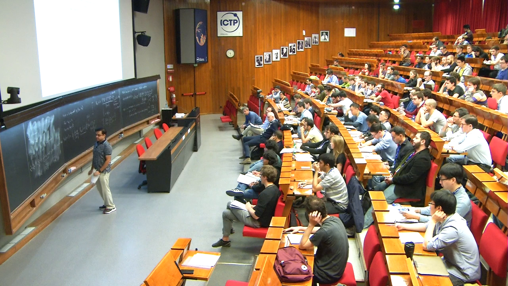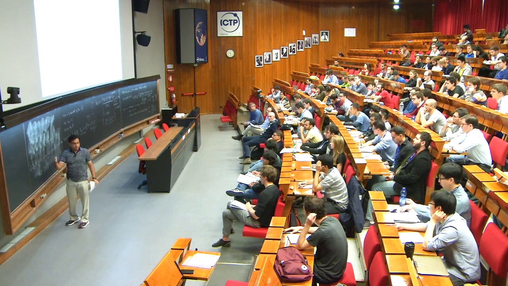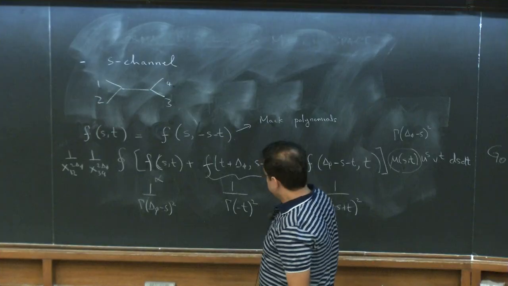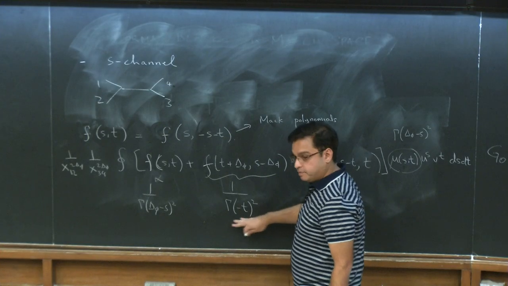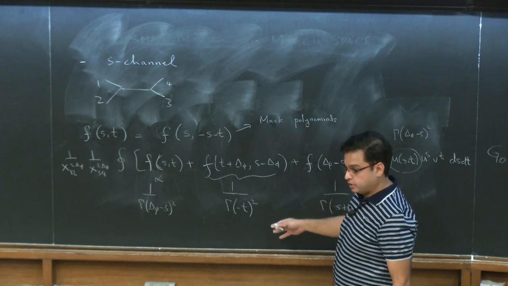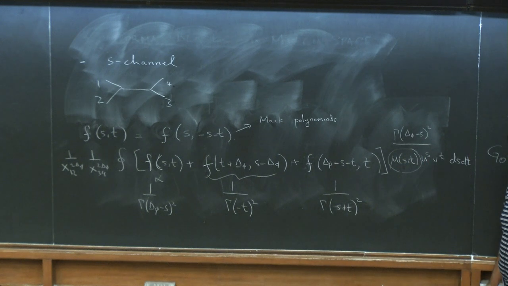So what I'm saying is that suppose you started off by considering this little f to be the S-channel conformal block, the usual conformal block, trying to make it crossing symmetric. Then the crossed pieces, which will be the T and U channels, will have these double poles corresponding to this factor. Okay?